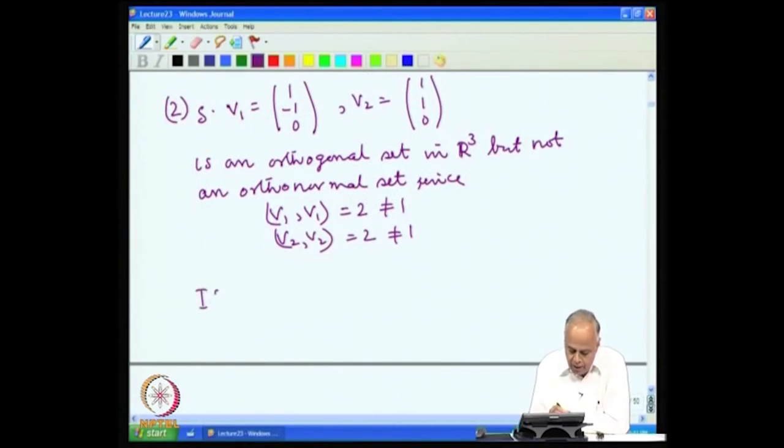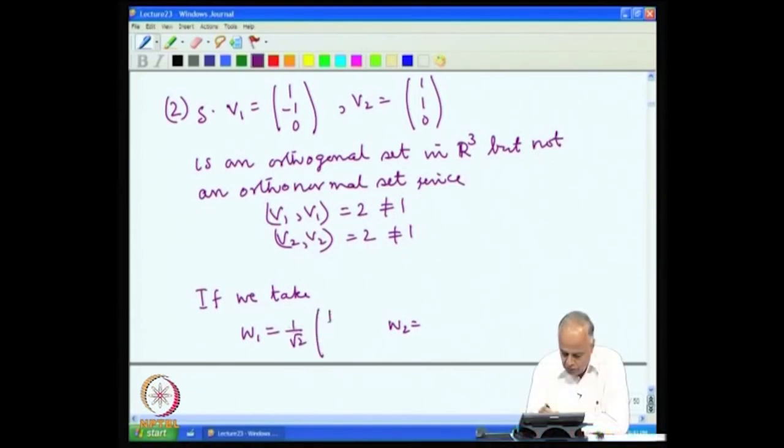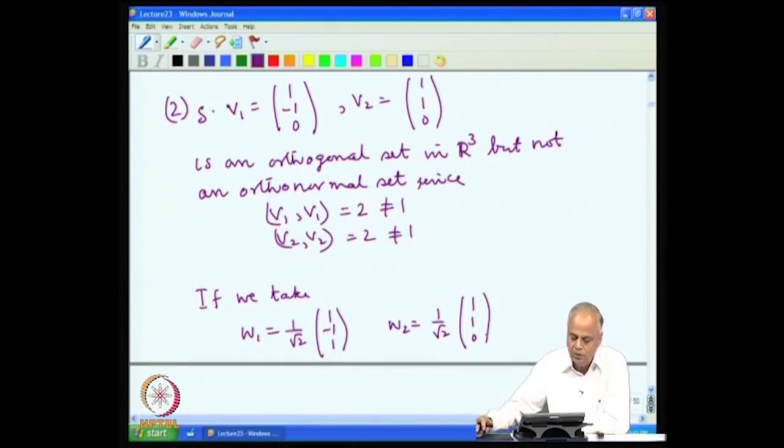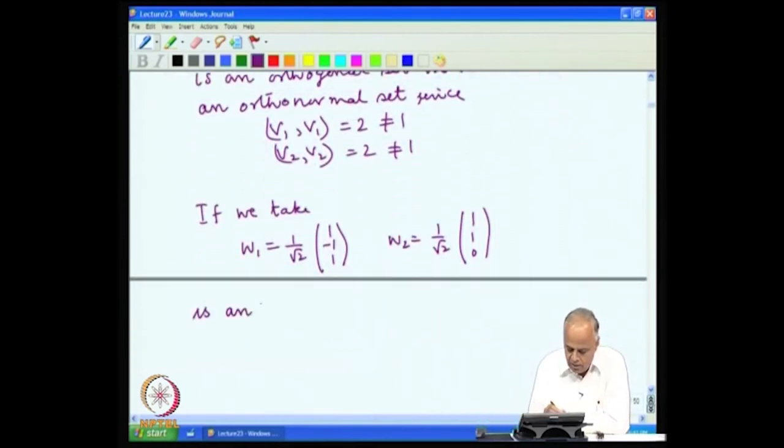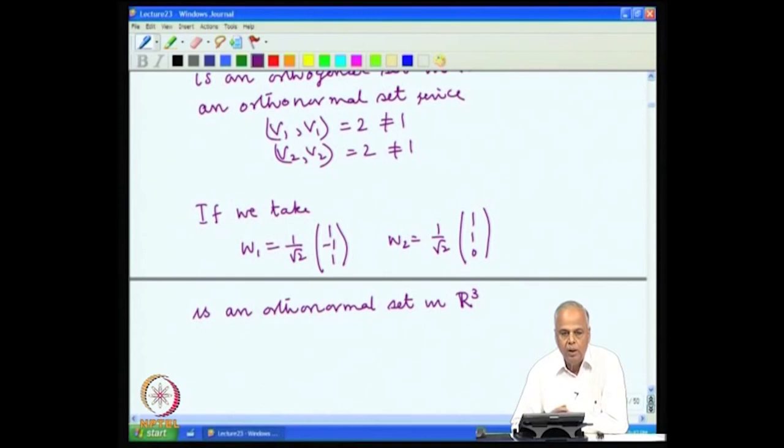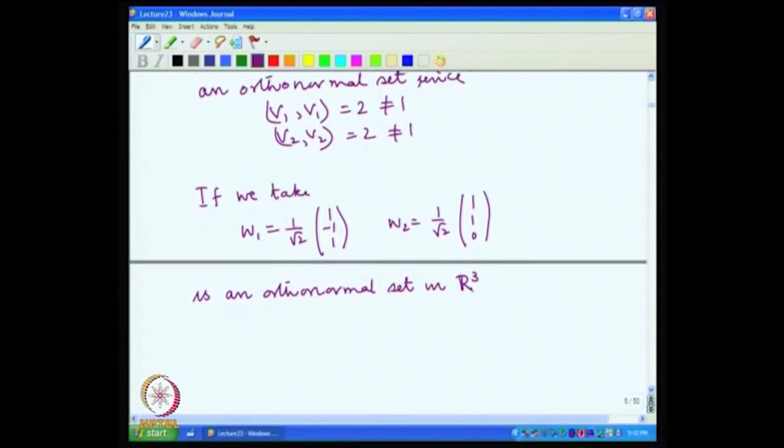But now, if we take the new vectors that we are going to form, w1 and w2, which are obtained by normalizing v1 and v2. What is meant by normalizing? They do not have length 1, so now we divide by the length, then we get a unit vector. So, we take v1 and divide by its length, square root of 2, and we take v2 and divide by its length. Now, this set is an orthonormal set in R3, because w1 and w2 are orthogonal to each other and each one of them has length 1.